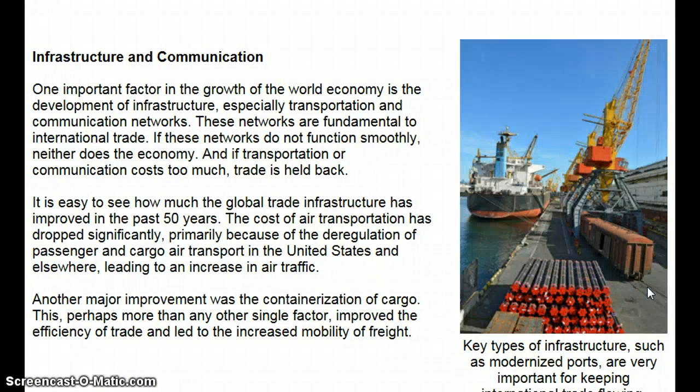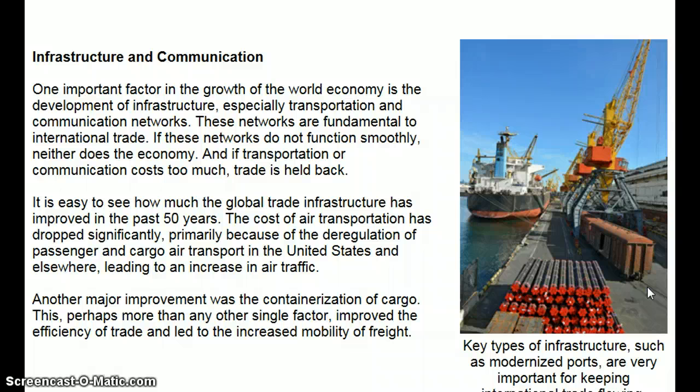Infrastructure and communication. One important factor in the growth of the world economy is the development of infrastructure, especially transportation and communication networks. These networks are fundamental to international trade. If these networks do not function smoothly, neither does the economy. And if transportation or communication costs too much, trade is held back.